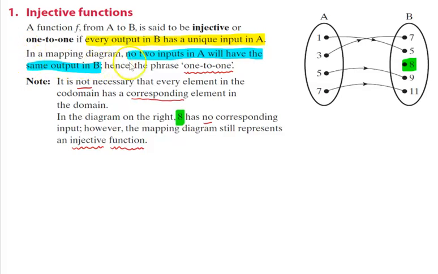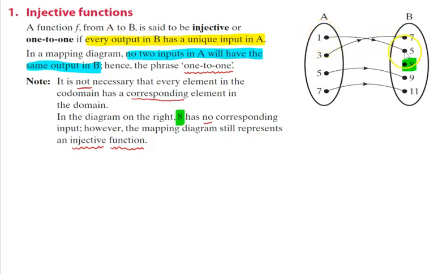In a mapping diagram, no 2 points in A will have the same output in B, hence the phrase one-to-one. So we can see set A is 1, 3, 5, and 7, and set B is 5, 7, 8, 9, and 11. 1 maps to 5, 3 maps to 7, 5 maps to 9, and 7 maps to 11. So no 2 inputs in A have the same output in B. So each element is a one-to-one element.